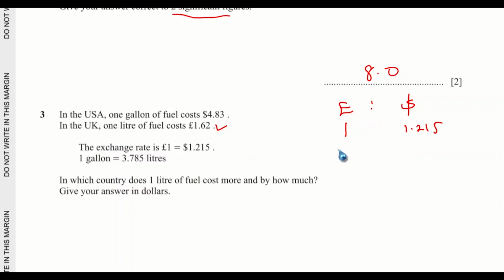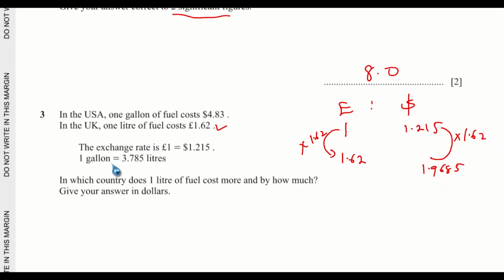So if you have 1.62 pounds, what was done to 1 to get this? It will be multiplied by 1.62. So we have to do the same thing on this side. So we multiply by 1.62. Okay, so if you do that, this will give you 1.9685.